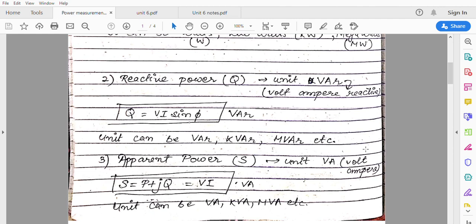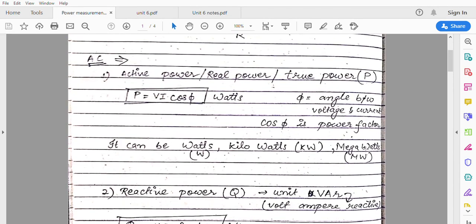But for the other machines, the rating will be in watts or kilowatts. For motors, generators and all the machines we have studied, the rating will be in watts or kilowatts.